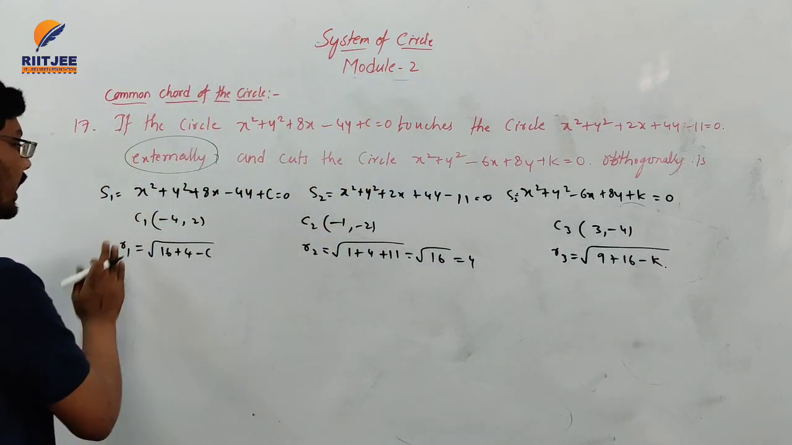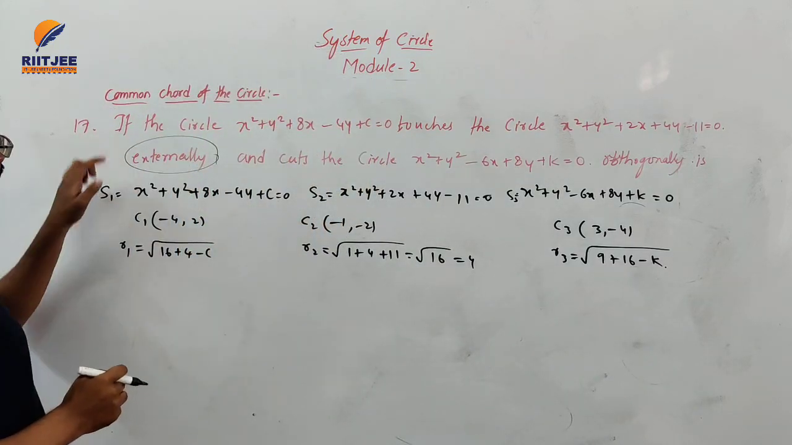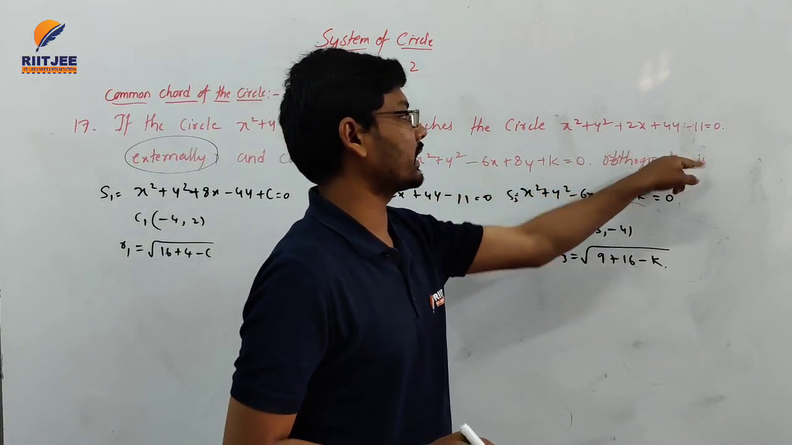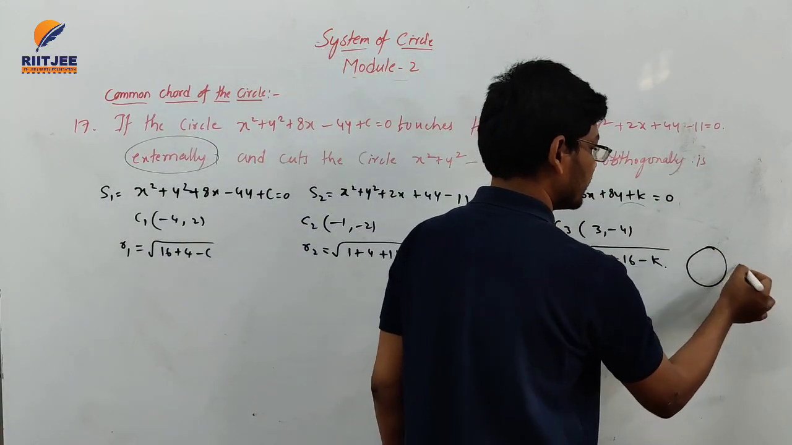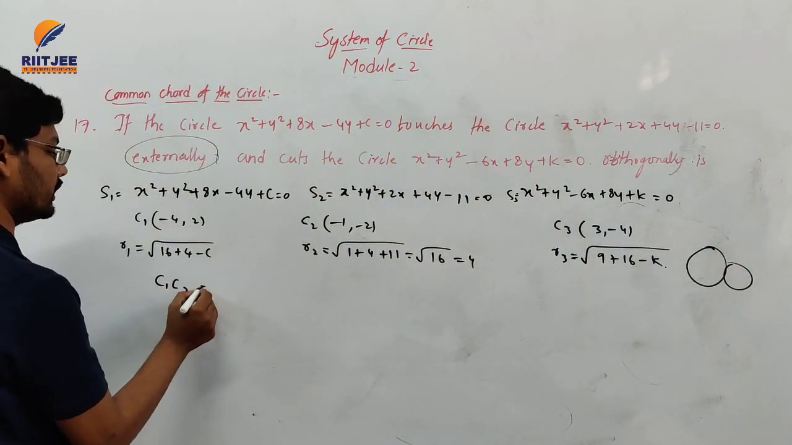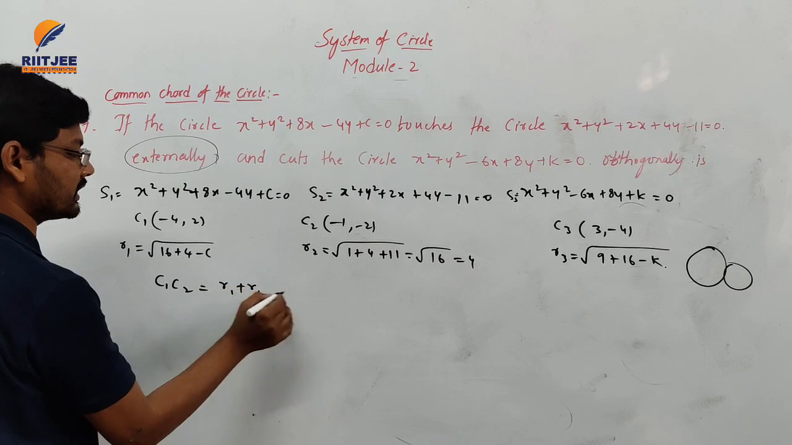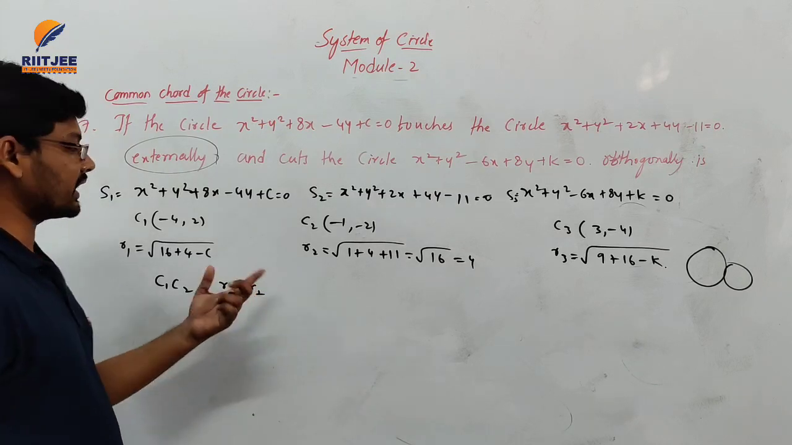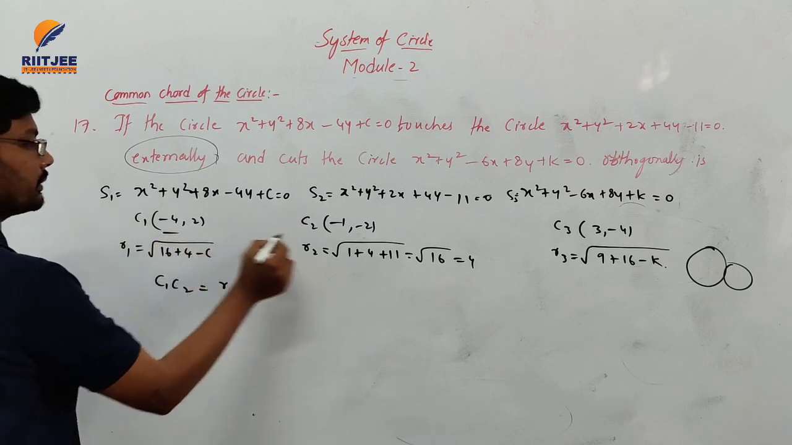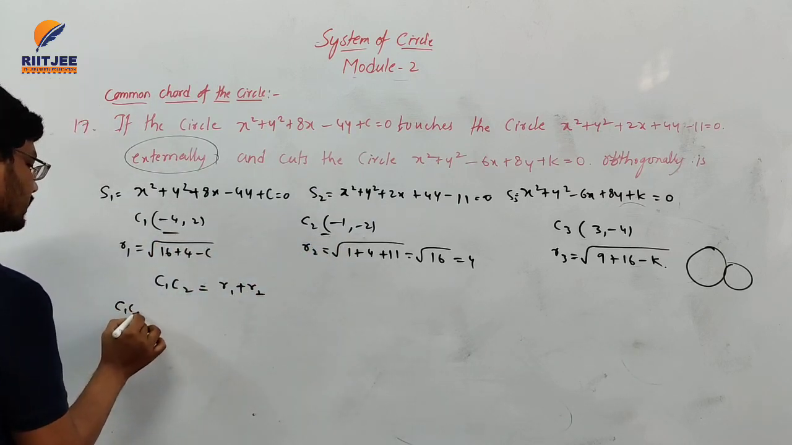First he is saying, if this circle touches one more circle externally, then the condition is C1C2 is equal to R1 plus R2. This is the condition for two circles touching each other externally. C1C2 is the distance between these two centres.